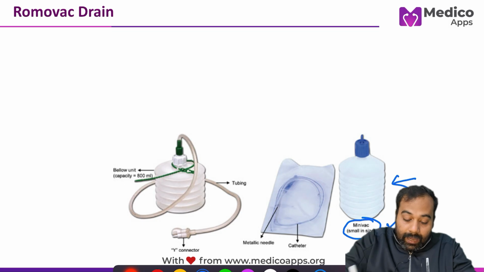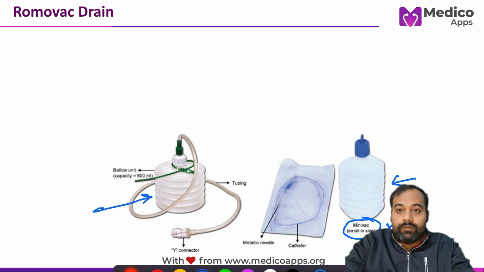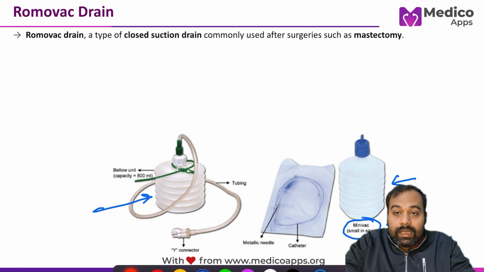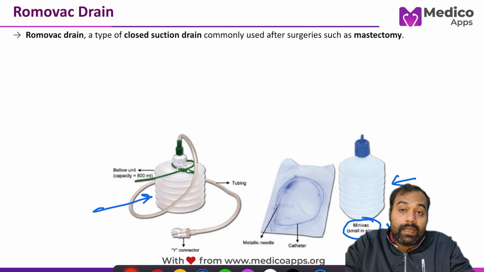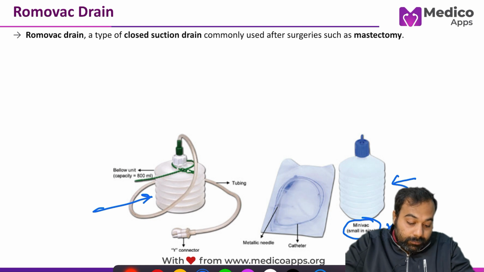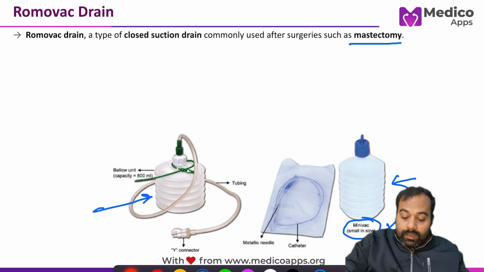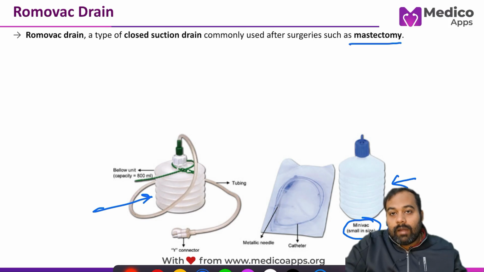So this is your accordion-like reservoir, which basically works on the negative pressure principle, which eventually helps us to collect the secretion from the surgical site inside the reservoir by the action of the negative pressure. Okay, so it is most commonly used after the mastectomy. Now this mini vac is eventually used after the thyroid surgery or the parotid surgery.